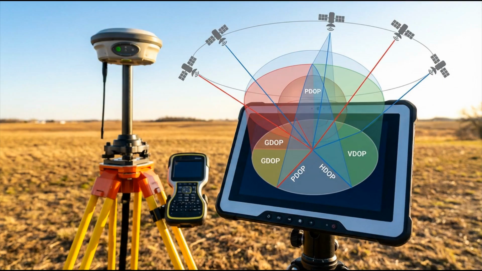So to summarize, DOP does not create errors. It controls how large those errors become. GDOP measures overall geometry. PDOP controls 3D position accuracy. HDOP affects horizontal accuracy. VDOP affects vertical accuracy. And TDOP affects timing accuracy.